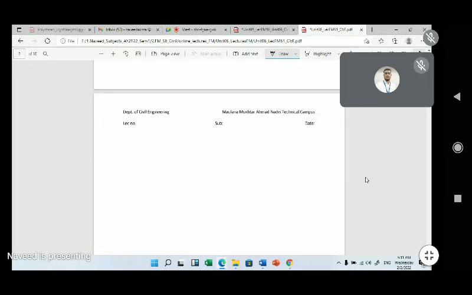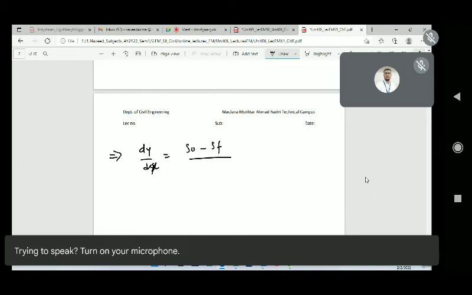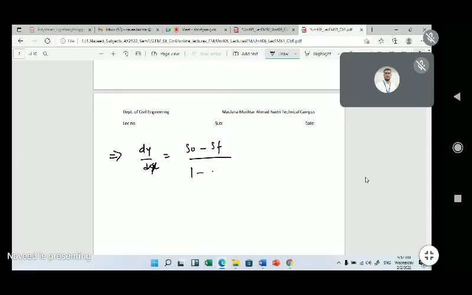Similarly, for the rectangular channel, dy/dx, which is nothing but the slope of the flow depth, equals (S0 - Sf) / (1 - F²). This is equation number 3. I write equation number 3 as the dynamic equation for the rectangular channel.